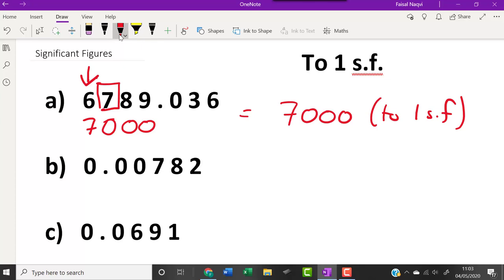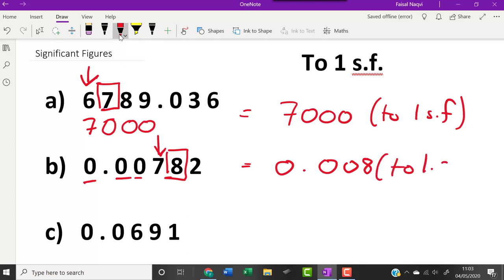In the second one, now first we have to identify which is the first significant figure. It's not the zeros. The first significant figure is the 7. The deciding number is the 8. The 8 tells us to round the 7 up, so it becomes 0.008. Now, because it's rounded to one significant figure, I have to put the level of accuracy.